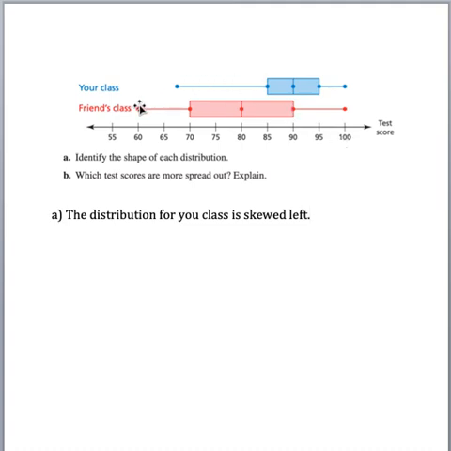And if we're looking at your friend's class, this is the red box and whisker plot down here. This looks to me symmetric because the left and right side of the median are like mirror images of each other. So you would say the distribution for your friend's class is symmetric. Okay, part B. Which test scores are more spread out?